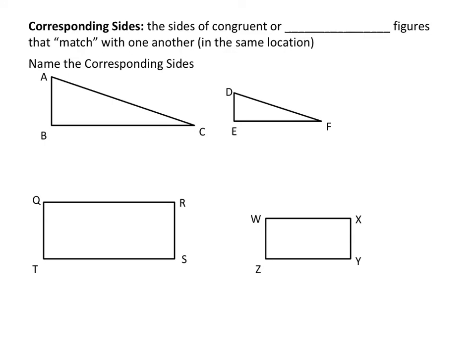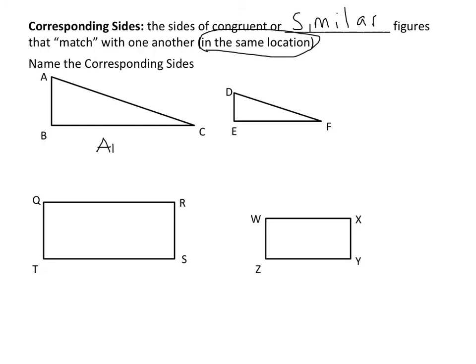Now when we talk about similar and congruent figures, we also have to talk about corresponding sides. Corresponding sides are the sides of congruent or similar figures that match with one another, or in other words, they're in the same location on the shape. So we want to name the corresponding sides. So if you look at our triangles, and order is super important when you are naming things like corresponding sides.